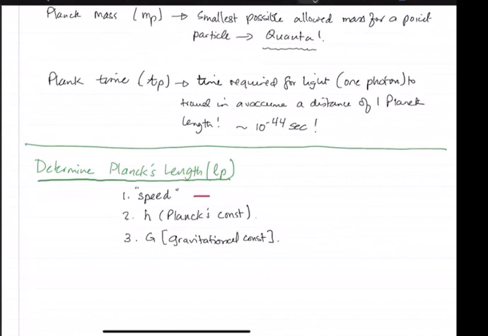Wait, what is it? I do that every time. Planck's constant, 6.63 times 10 to the minus 34. Wrap your mind around that. It's 10 to the minus 34. The gravitational constant is actually 6.67 times 10 to the minus 11 meters cubed over kilograms seconds squared.